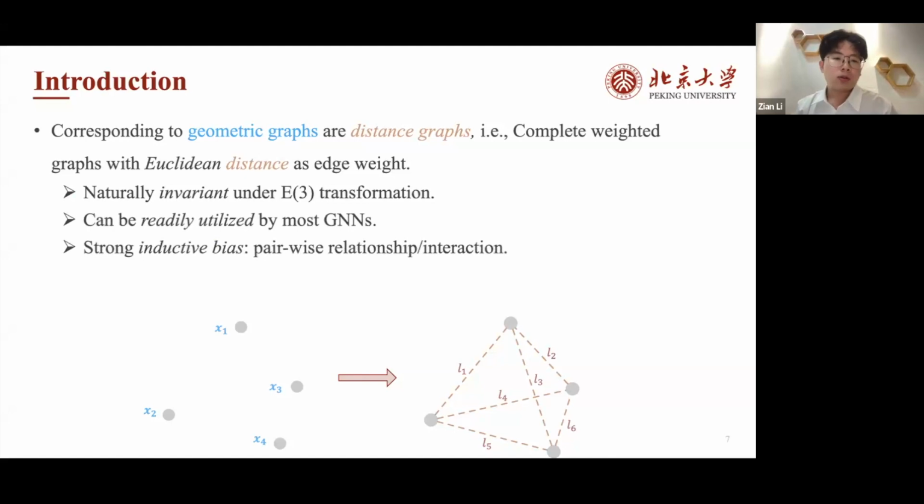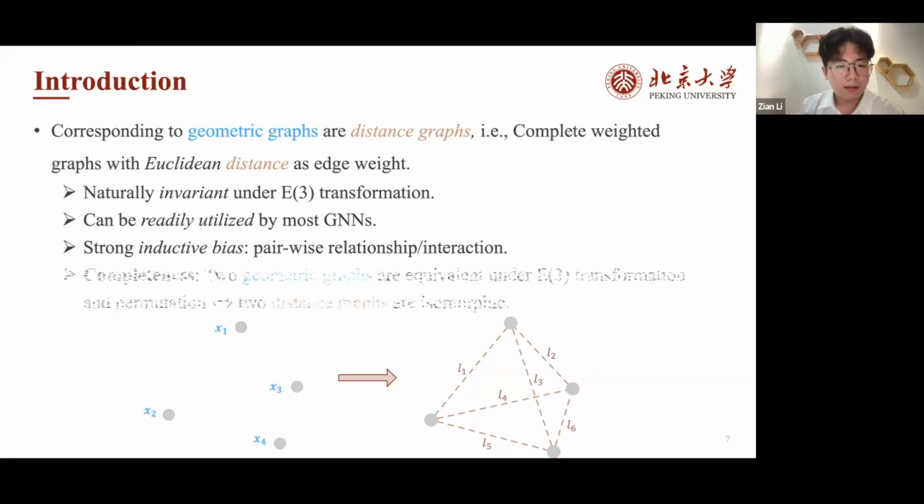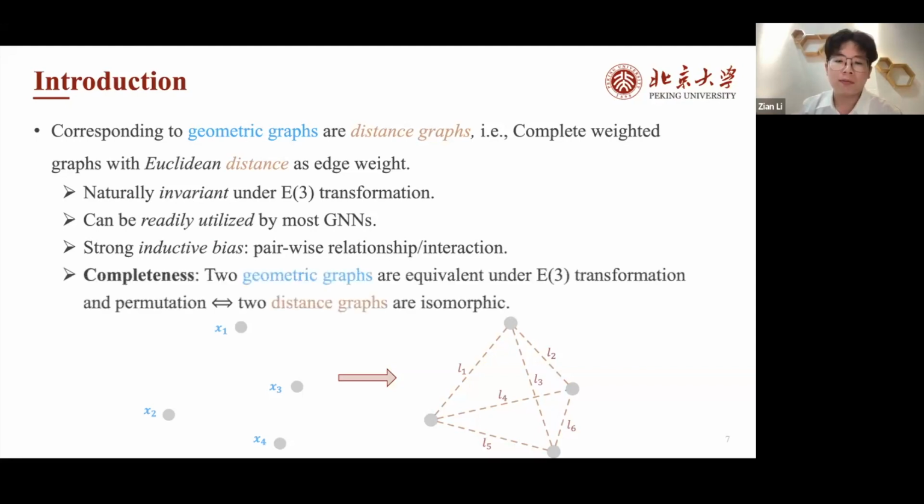And it's important to show they have strong inductive bias, because the value of distance itself can model the pairwise relationship or interaction of different nodes. We show the most important property of distance graphs is that the distance graph is complete, which is to say two geometric graphs are equivalent under E3 transformation and permutation if and only if the two distance graphs are isomorphic.